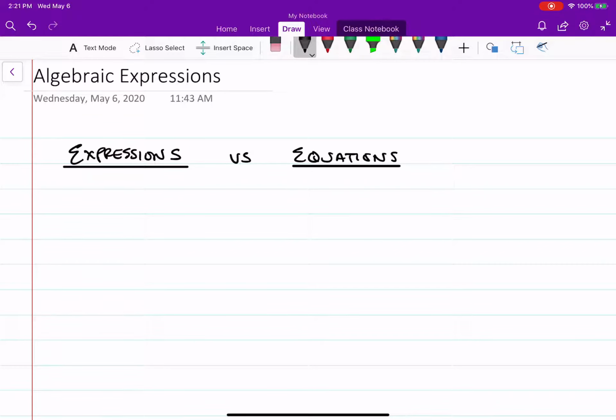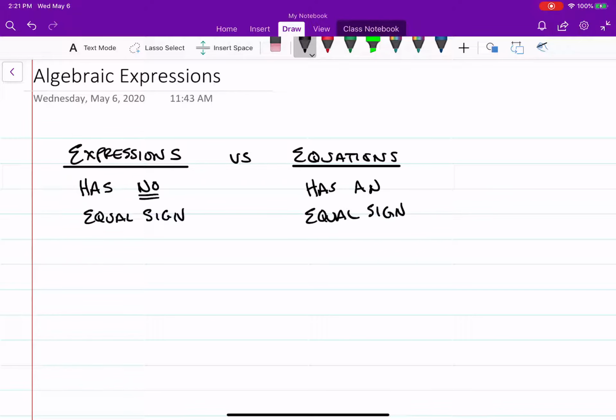So an expression has no equal sign, while an equation has an equal sign. Okay, so that is very important.